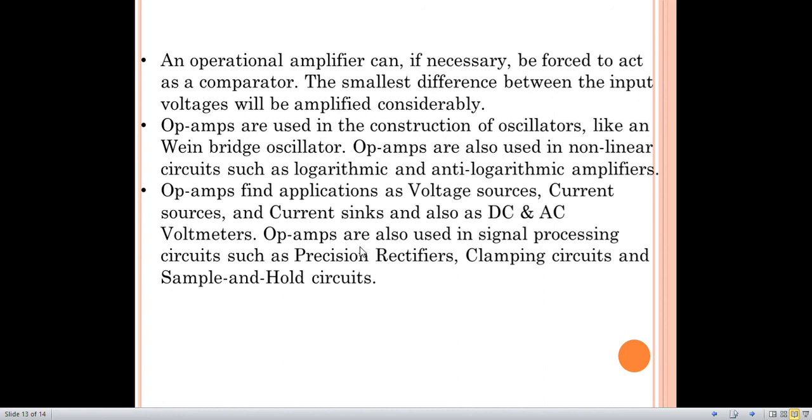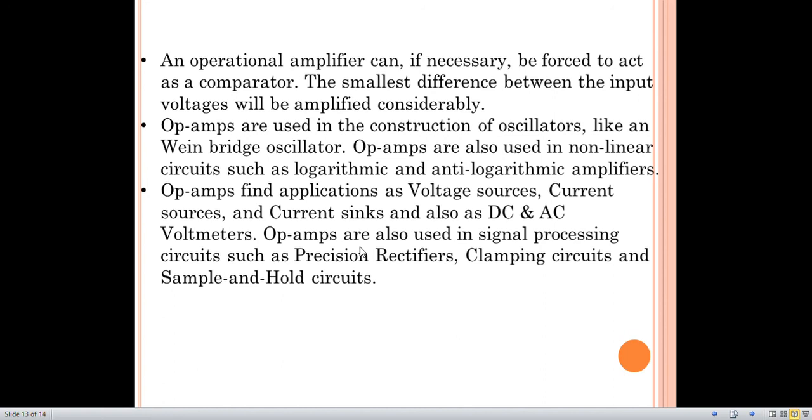Operational amplifiers have also a large number of applications. They can also be used in signal processing circuits such as clamping circuits, precision rectifiers, and sample and hold circuits. These op-amps can also be used as voltage sources, current source, and current sink, and they can also be used in DC and AC voltmeters. So students, this is the basic theory of operational amplifier.